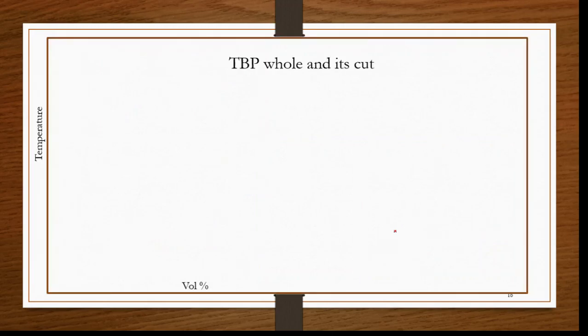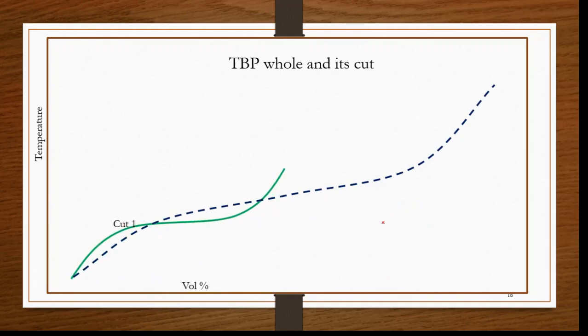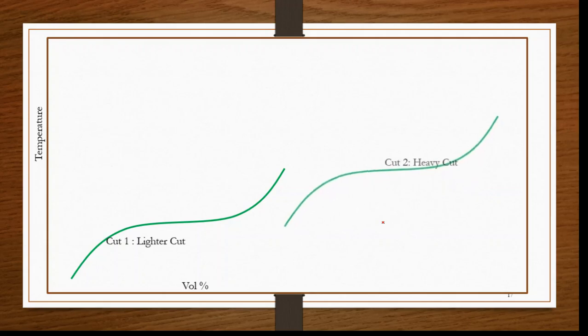Now let us represent the same thing for the two cuts on a larger scale. For example, this is our TBP of the whole crude, and if we want to cut it into two parts, it looks like cut 1 and cut 2. The important thing here is that for cut 1 and cut 2 you should know the values in the TBP curve, the meanings of the different cuts. For example, cut 1 is the lighter one because it is recovered at a very low temperature as compared to cut 2, number one thing. So cut 1 is a light cut, and cut 2 is a heavy cut.